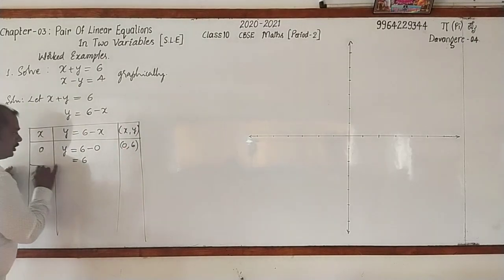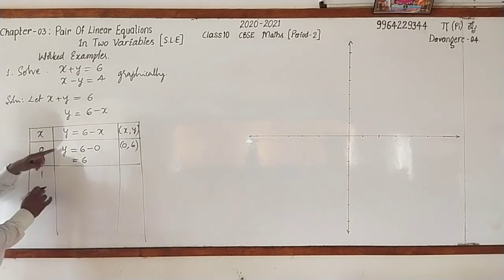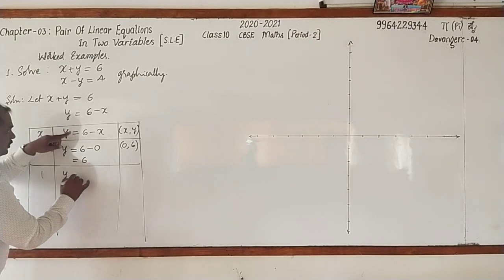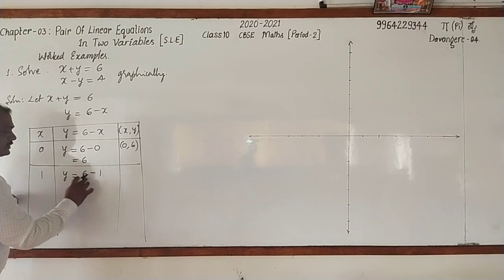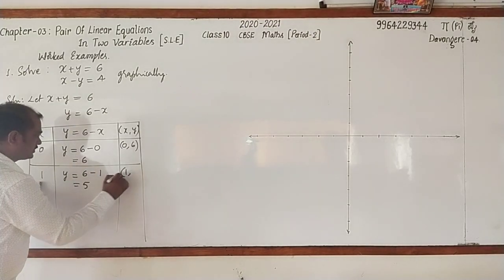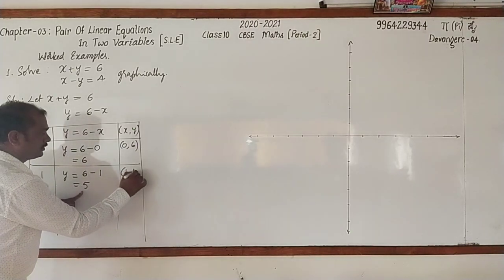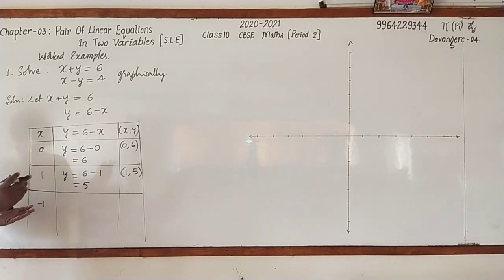If you draw the table like this, it looks neat. But you have to use scale and pencil. Do remember. Then I take 1. Observe. Y is equal to 6 minus, in place of x, 1. What is 6 minus 1? 5. You can say that when x is 1, y is 5. Clear? Yes. Then let me take 2, 3 or any number.